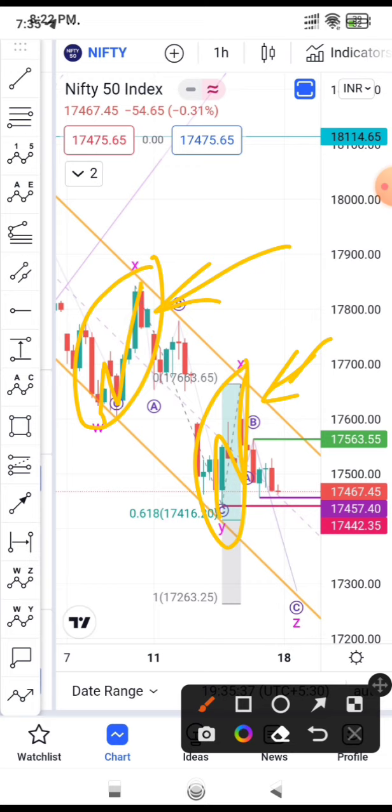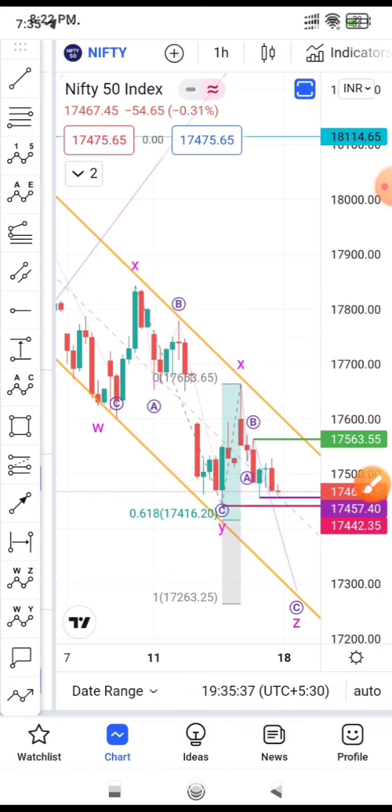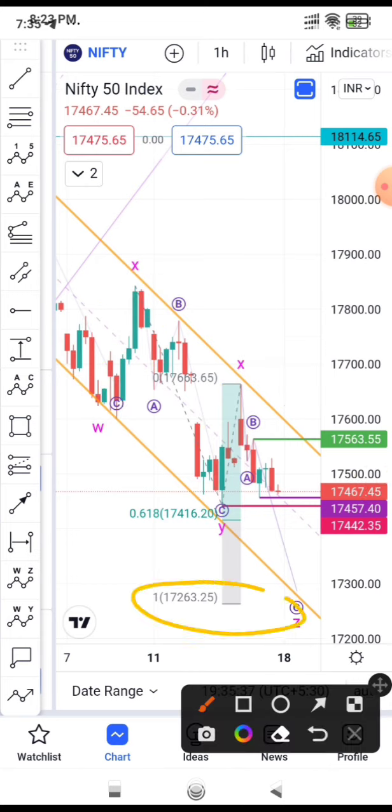This will be helpful. Even if you do not know Elliott wave, don't worry, we will create those videos. But yeah, in each video I'm trying to explain the concept, how the market moves. Yeah, so now the Z wave, what we are expecting is this, and minimum this one.